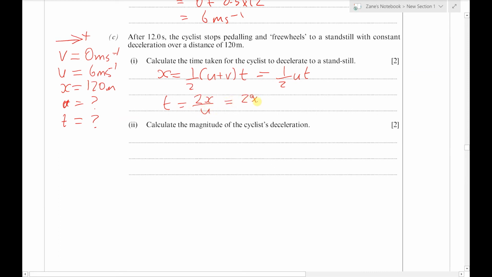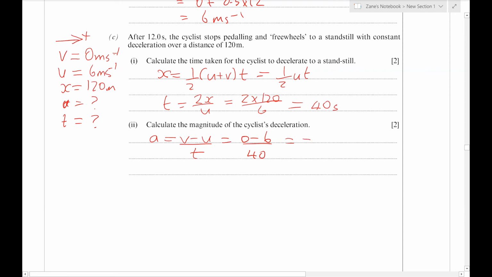So we have 2 times 120 divided by 6. 6 goes into 120 20 times. 2 times 20 is 40 seconds. To find the acceleration or the deceleration of the cyclist, we can just use the definition of acceleration, which is a rearrangement of v equals u plus at again. So v is 0, u was 6, and t was 40 seconds. We could use any of the other equations. That's not a problem at all.